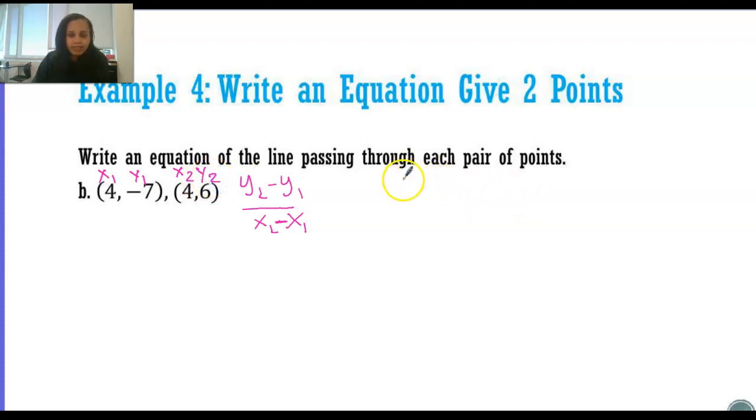So let's subtract the y's. 6 minus -7, or we can go ahead and change that to +7. And then I have 4 minus 4. So let's see, 6 minus -7, or 6 plus 7 is 13 over 0. Well, when I have a 0 in the denominator, that is undefined.